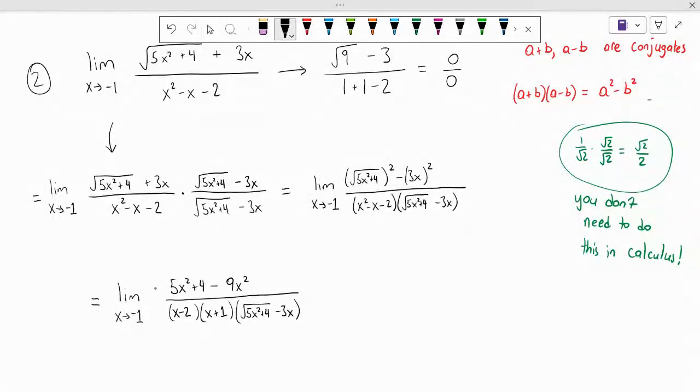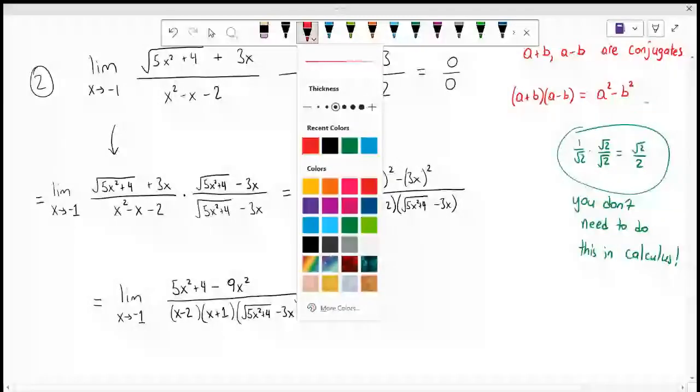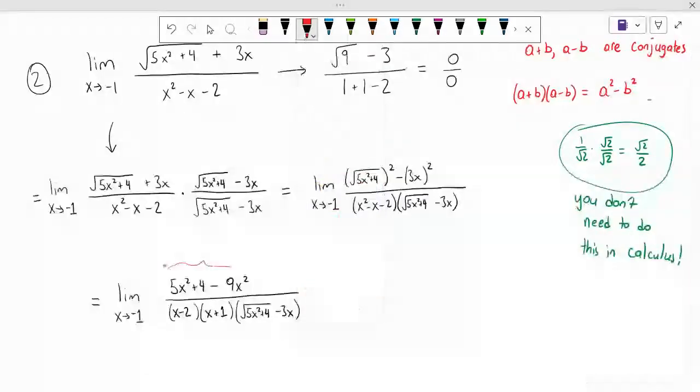And then in the numerator, you can combine the 5x squared minus 9x squared. So that's going to give us minus 4x squared plus 4, okay?